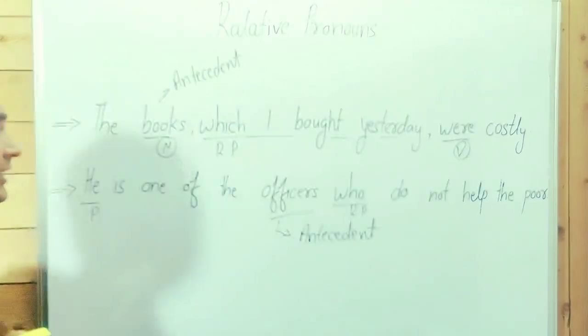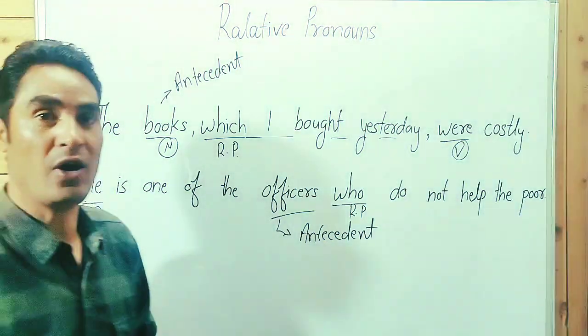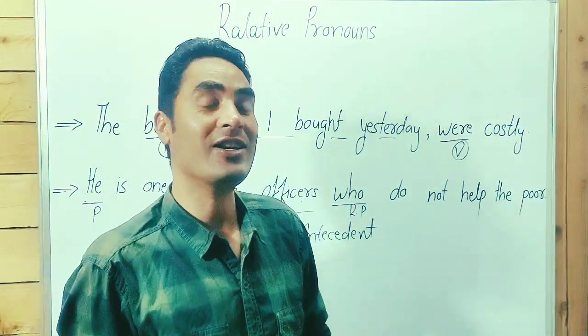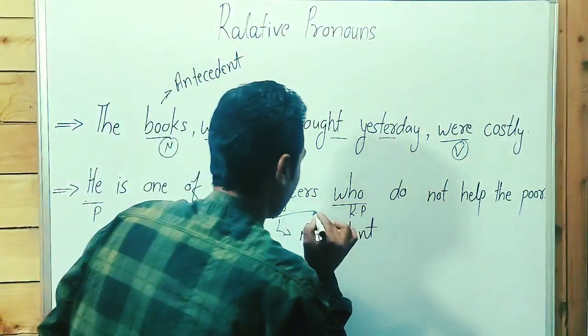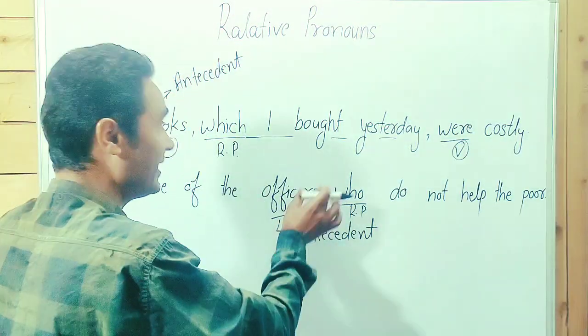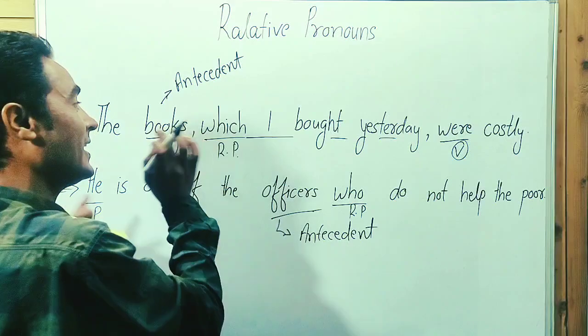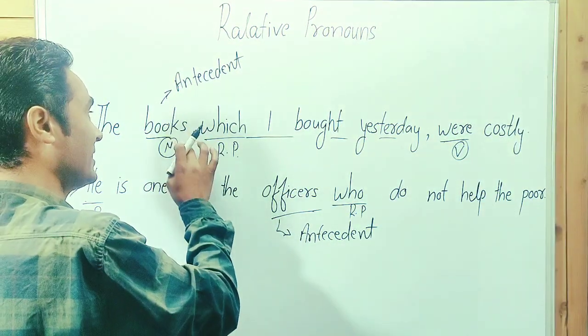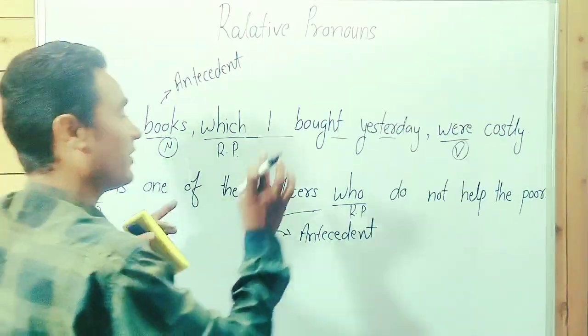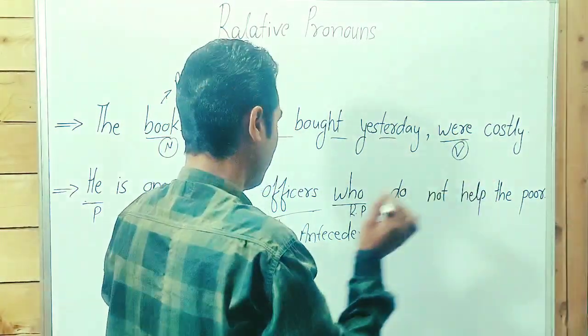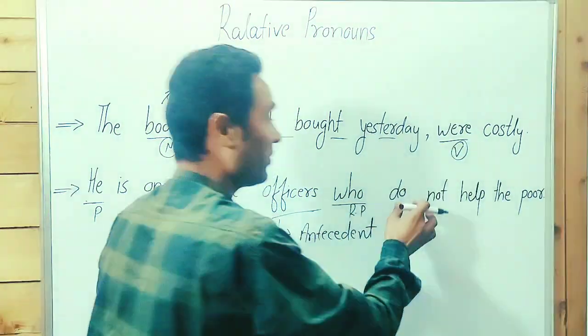Guys, point to be noted here. When we use a verb, the verb is used according to the antecedent. Here "officers" is an antecedent. Here "books" is an antecedent. Books is plural, so the verb is plural. He is one of the officers who do not help the poor. Plural, that's why the verb is plural.